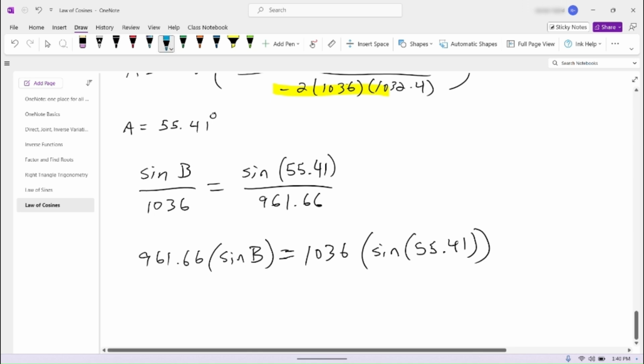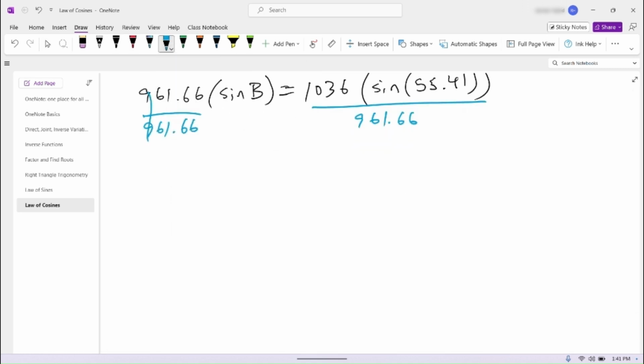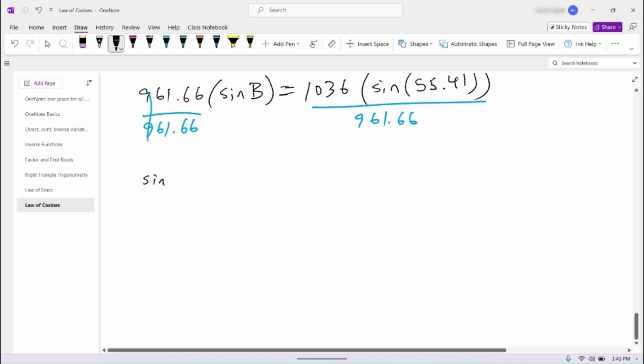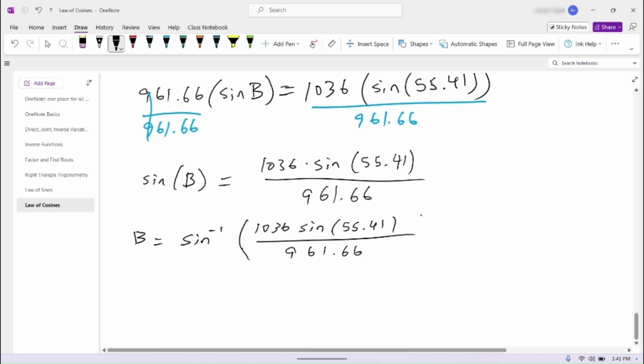So divide both sides by 961.66. That goes away, and we are left with sine of B equals 1036 times sine 55.41 all over 961.66. So B equals inverse sine of this number here.